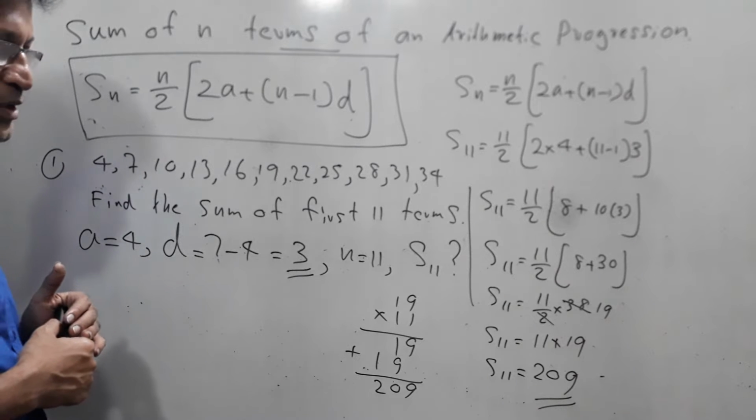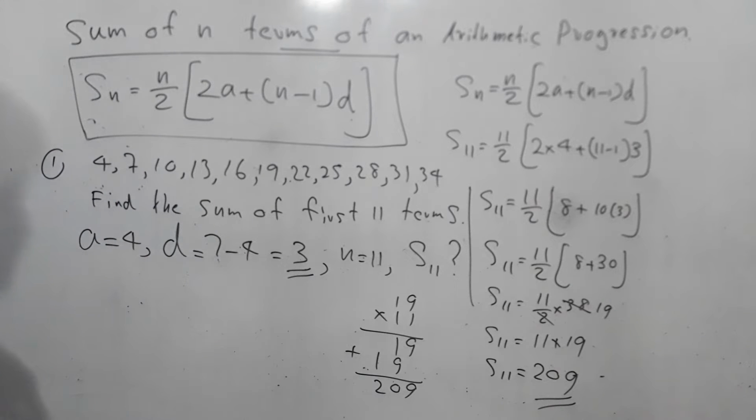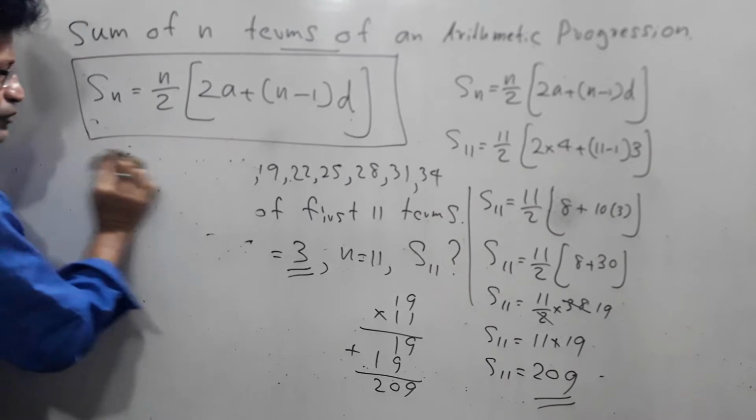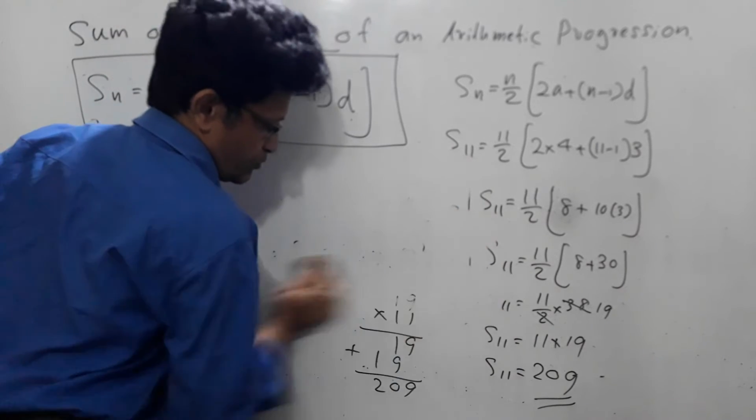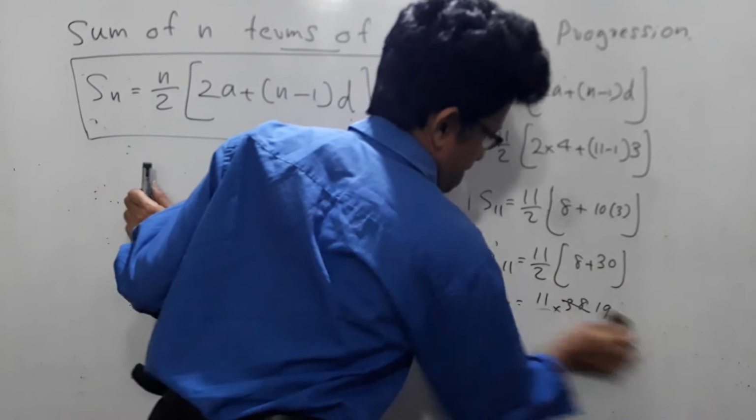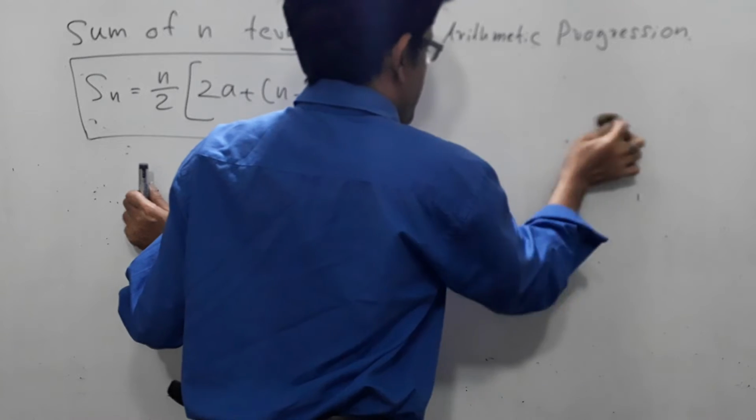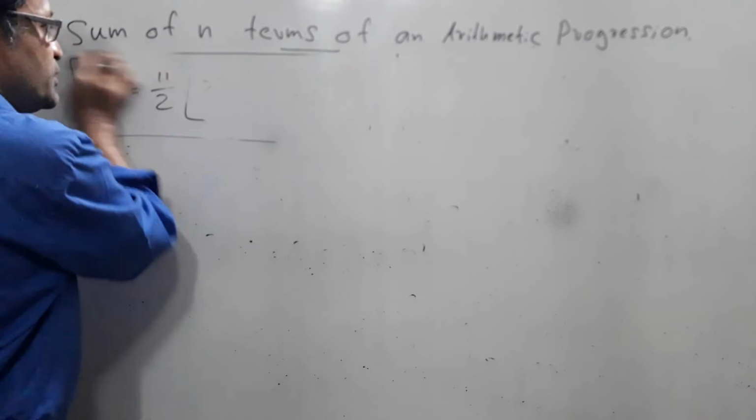In this way, you can find the sum of any number of terms. So this is the first question. I think you can understand this. It's a very easy question. Likewise, if you do a few questions, you can get a good idea about this section. Now we'll do another question.